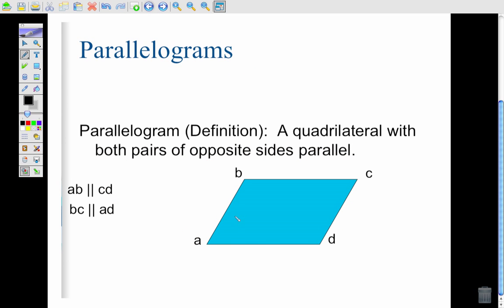Just a reminder, and you should already have this in your notes, that the definition of a parallelogram is that if I have a parallelogram, then both pairs of opposite sides are parallel. So that would be marked with the arrows showing both pairs of opposite sides are parallel.